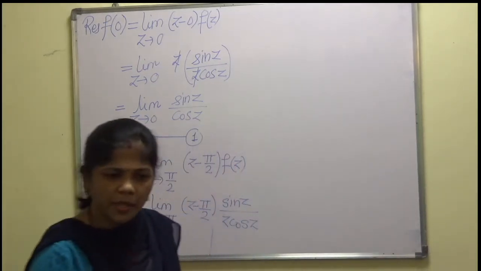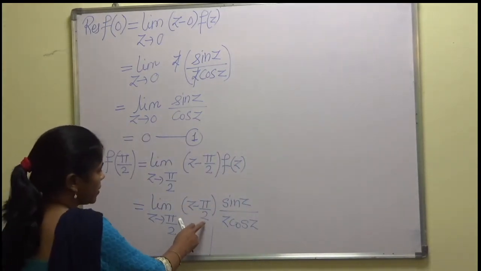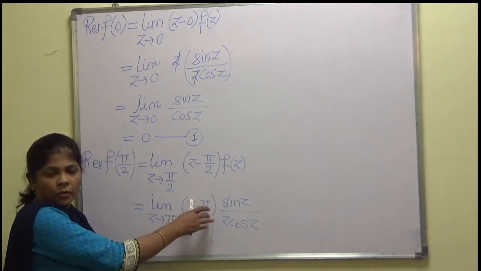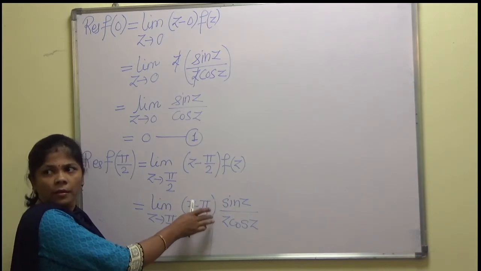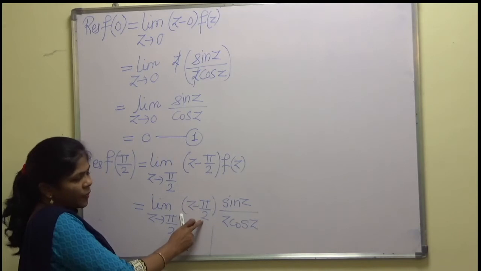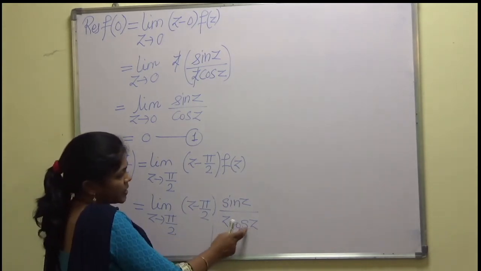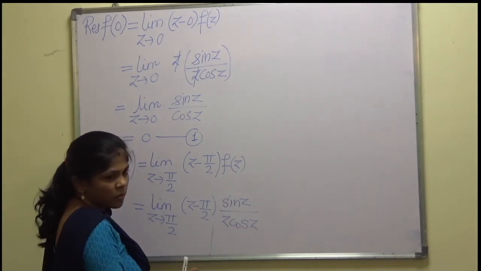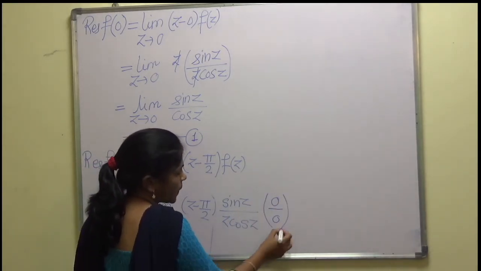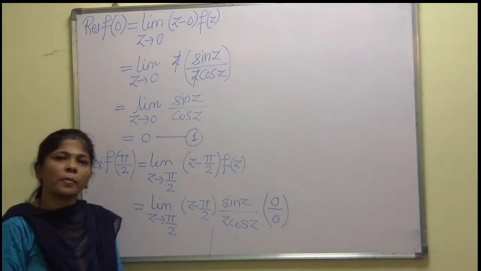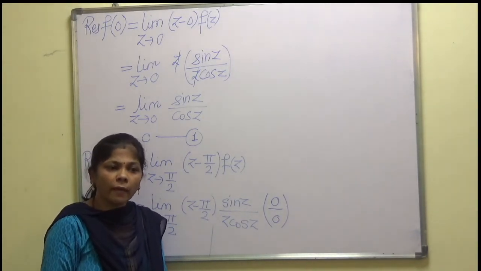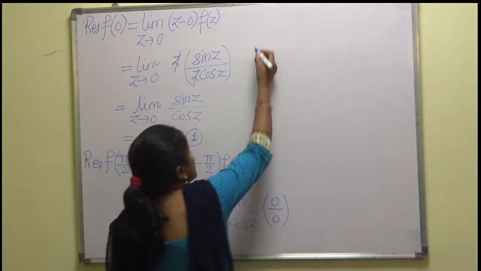Now what you will observe here? Apply the limit. Put z as pi by 2 over here. So what you will have? This becomes 0. And when z is pi by 2, cos pi by 2 is also 0. So it is nothing but 0 by 0 form. When we get 0 by 0 form, we will have to apply L'Hospital's rule. So let us apply L'Hospital's rule.